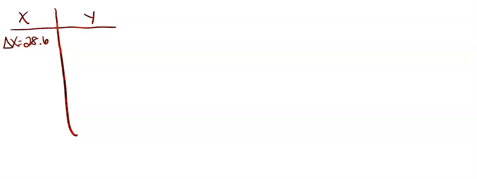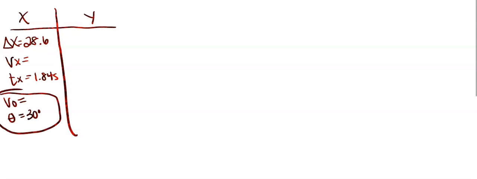So making our table, we got a delta x of 28.6 meters, a velocity in the x direction of, we don't know. We got a time in the x direction of 1.84 seconds. We do not know our overall v initial, that's what we're looking for, but we know that our theta, our initial angle, is 30 degrees.